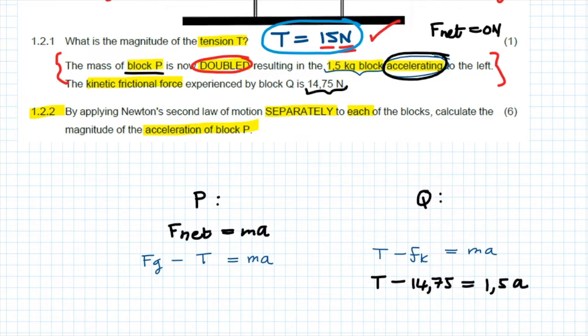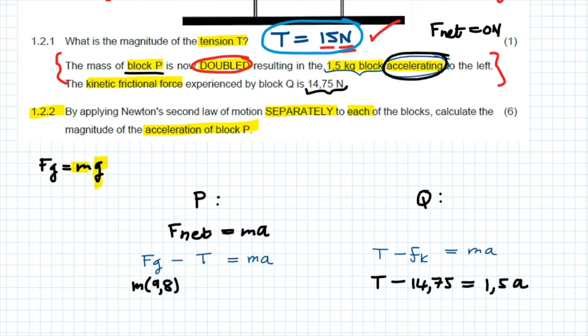Now let's go on to block P. For block P, unfortunately, we don't know its mass. We know that when you calculate Fg, it's mg. We don't know the mass, but we do know the value of g.